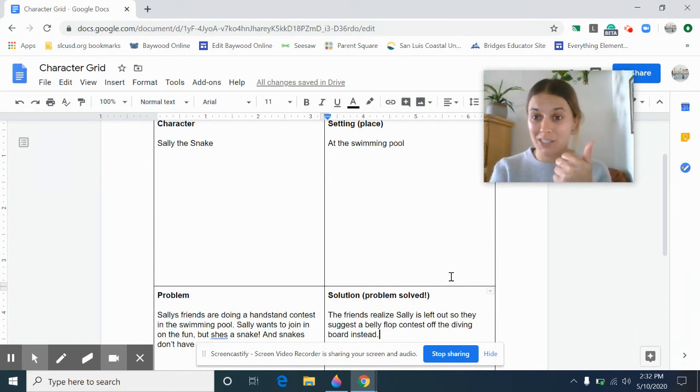I hope that yours is too, because we're going to use this when we start our writing tomorrow. So, writers, great job getting your writing planned. Tomorrow we will start by hooking our reader and writing our first page. I will see you then.